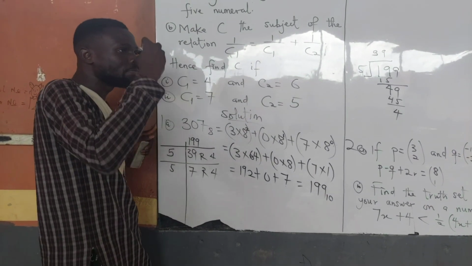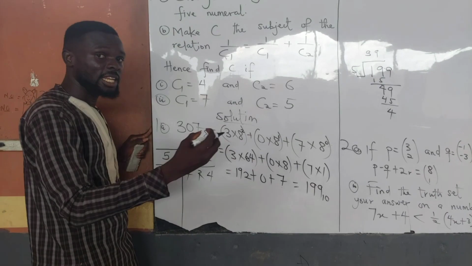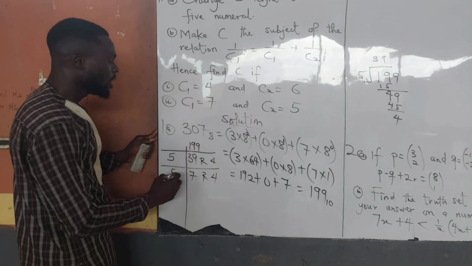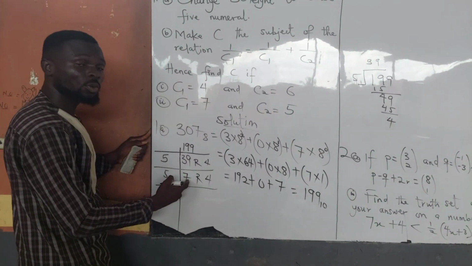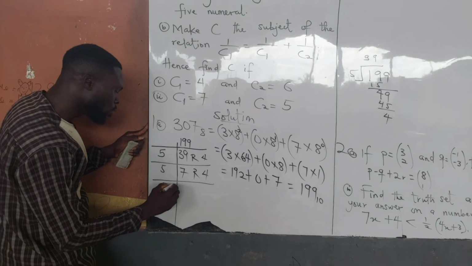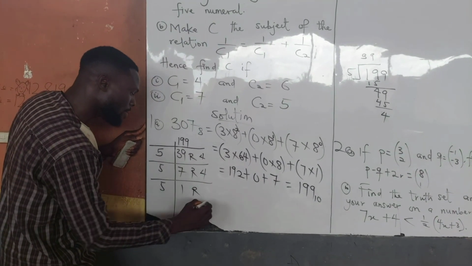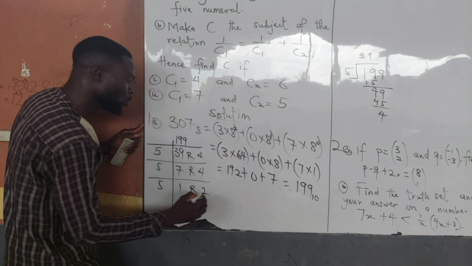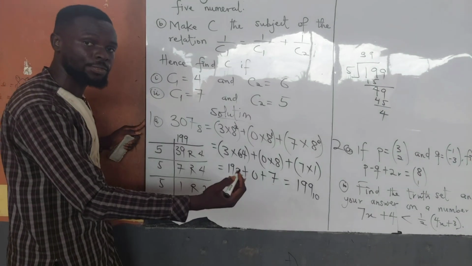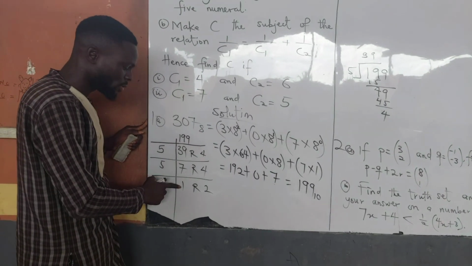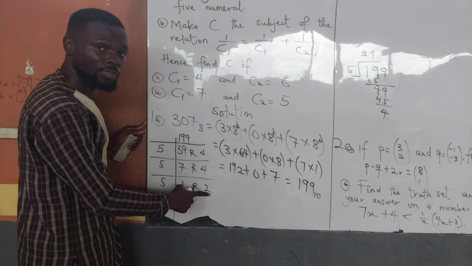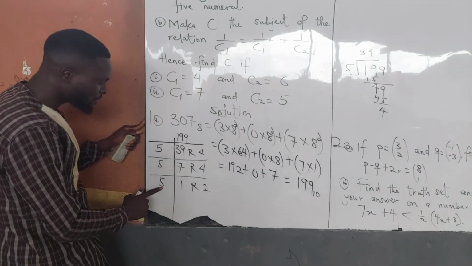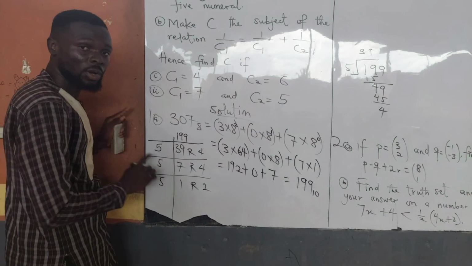So here we are much interested in the what? In the remainder. Again, 5 can go into 7. So 5 will go into 7 once, remainder 2, because 5 times 1 is 5. And there will be a remainder of 2. Now, since 5 cannot go into this number, we are done.